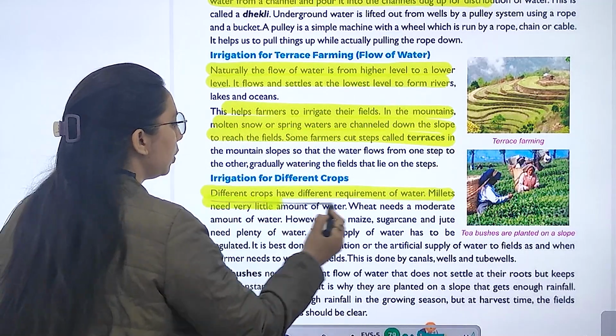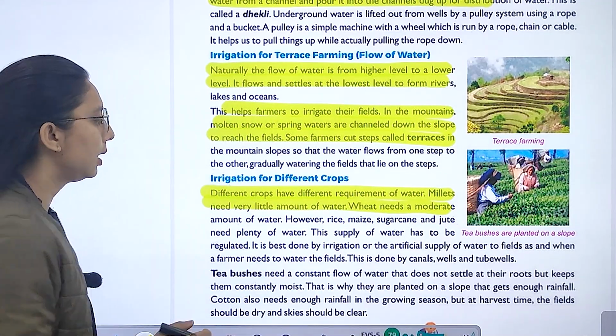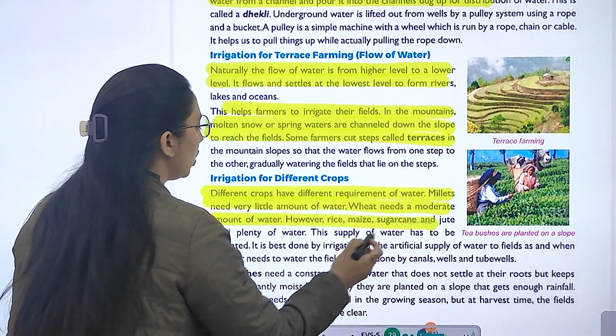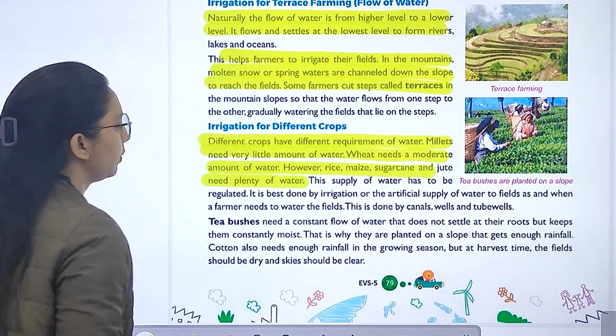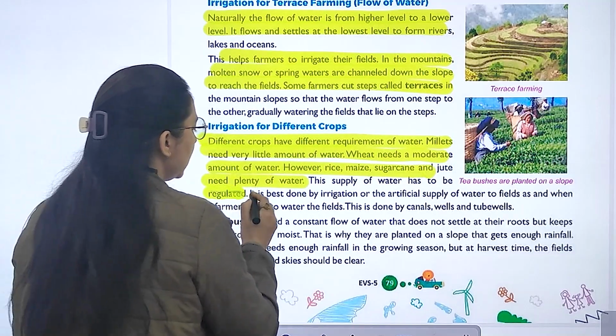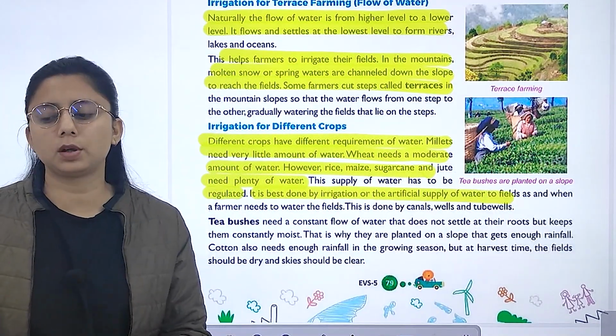Irrigation for different crops. Different crops have different requirements of water. Millets need very little amount of water. बहुत कम पानी चाहिए होता है. Wheat needs a moderate amount of water. Rice, maize and sugar cane need plenty of water. The supply of water has to be regulated. It is best done by irrigation, the artificial supply of water.